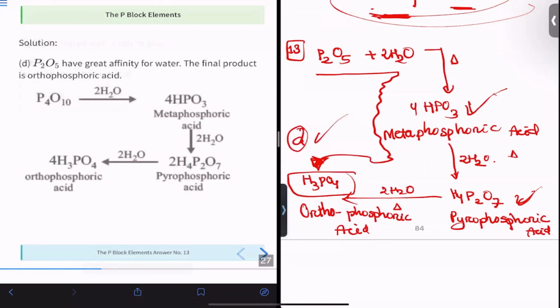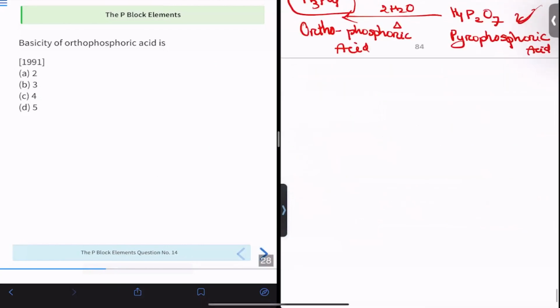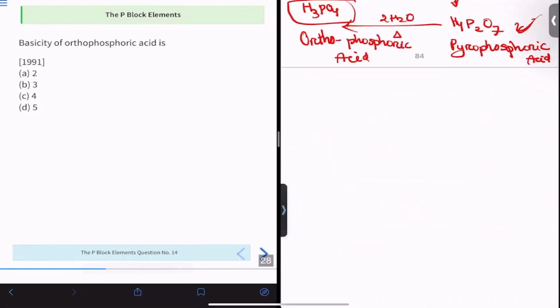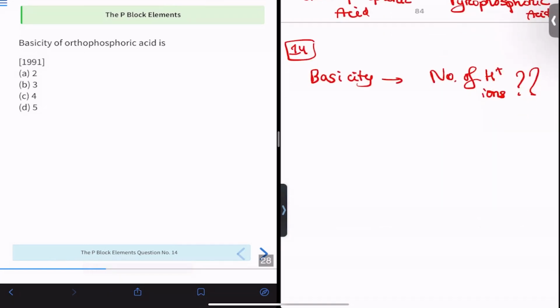So with this, I'll move to question number 14. Question number 14 says, what is the basicity of orthophosphoric acid or H3PO4? What did I say? Basicity means the number of H plus ions it can release. To know the number of hydrogen ions it can release, you have to draw its structure. For H3PO4, I'll draw the structure.